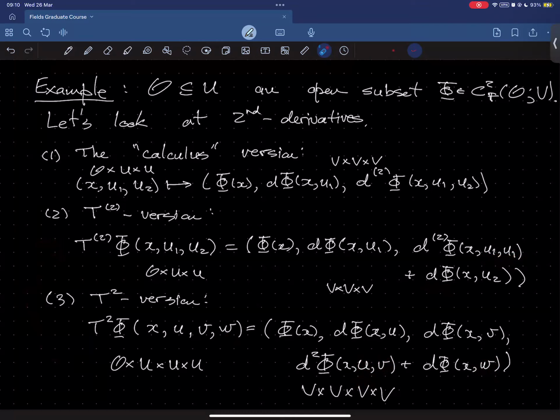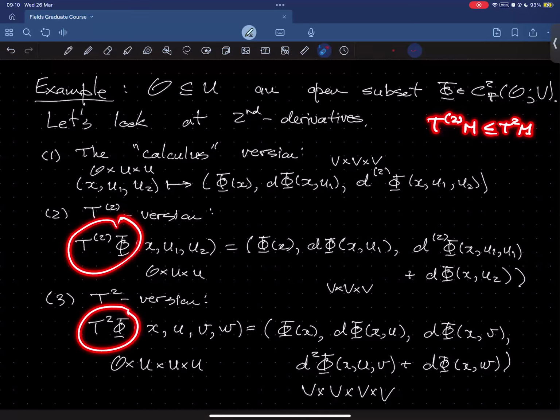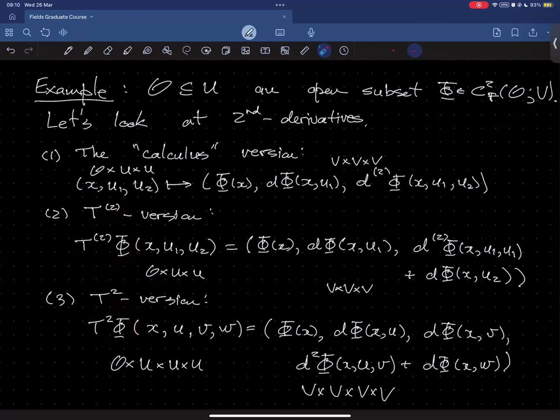And this can be made formal. That's because T2 M is a submanifold of T2M, and T2 phi is the restriction to T2M of T2 phi. So there's all kinds of stuff going on there that I'm not talking about.